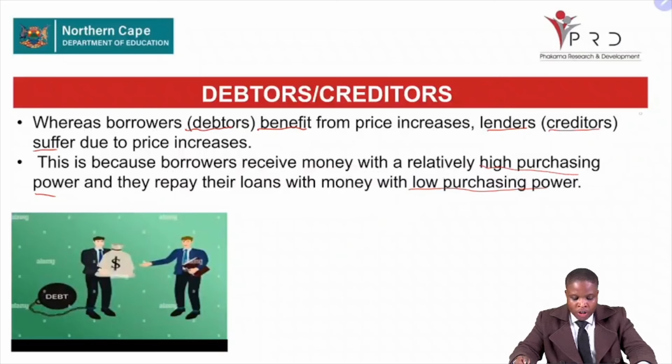So on this one, we are saying that debtors are benefiting because they receive money with a higher purchasing power. Creditors are suffering because they receive their money back with a lower purchasing power.